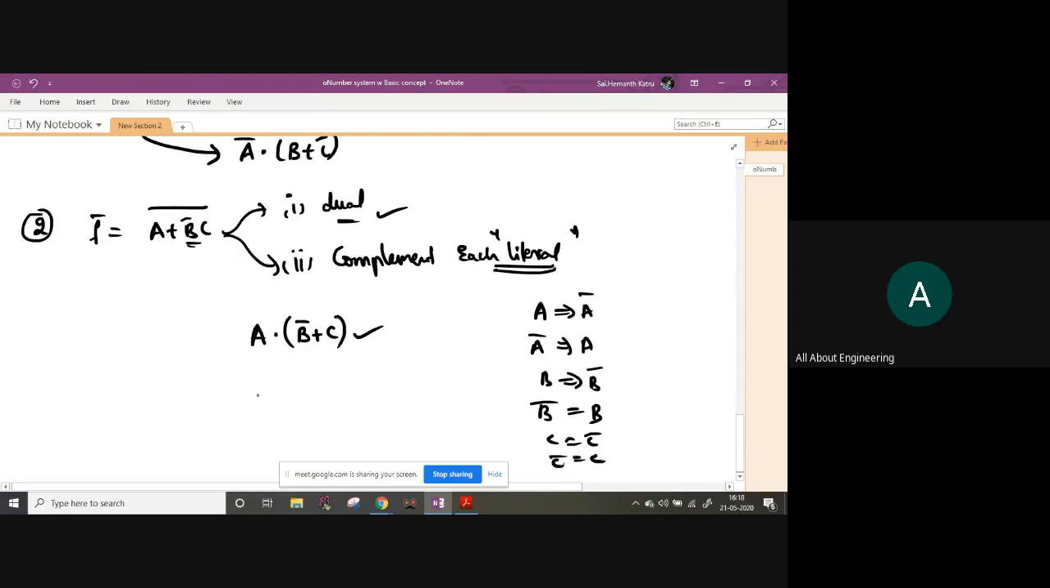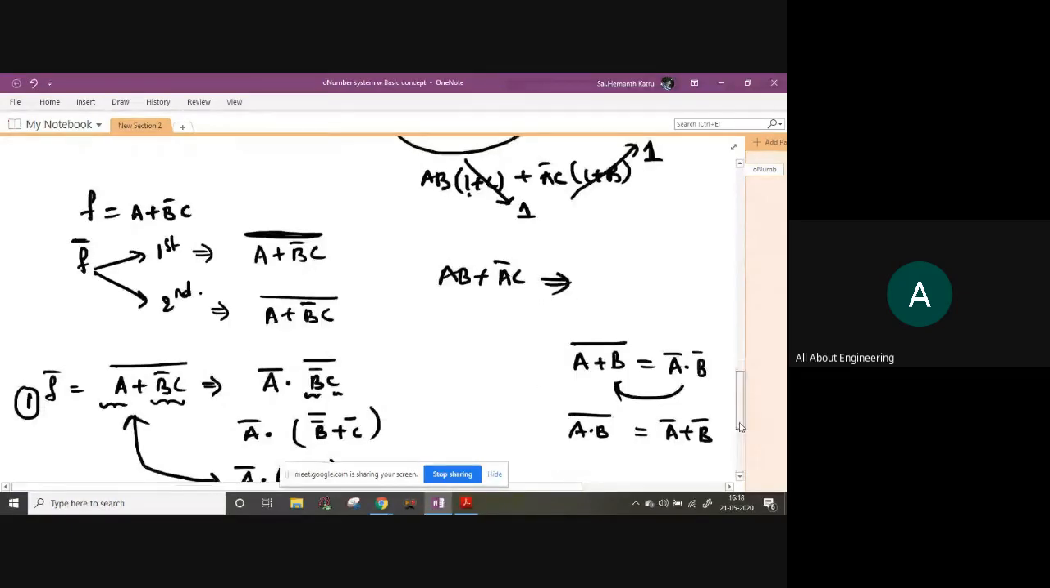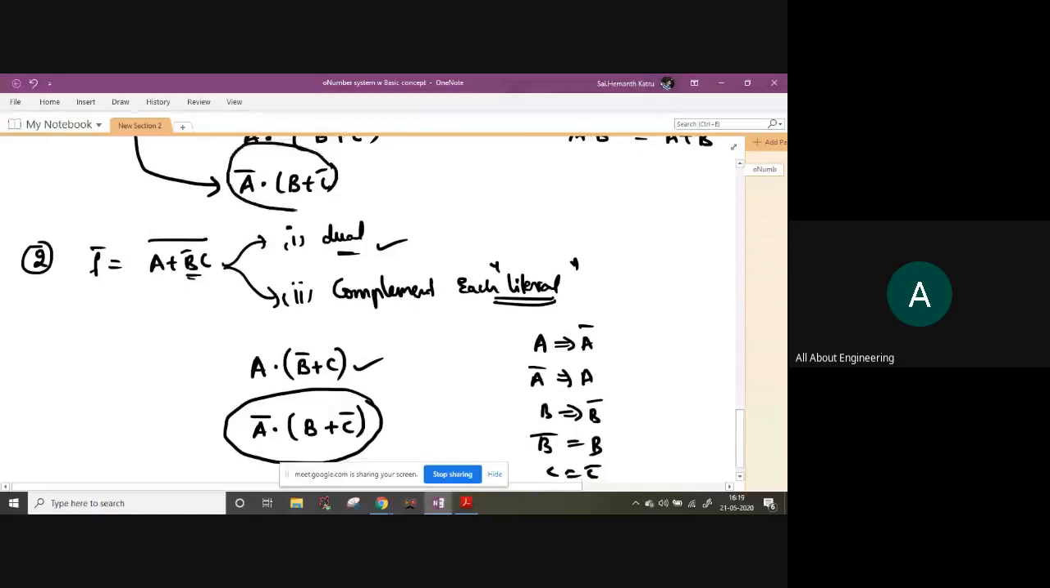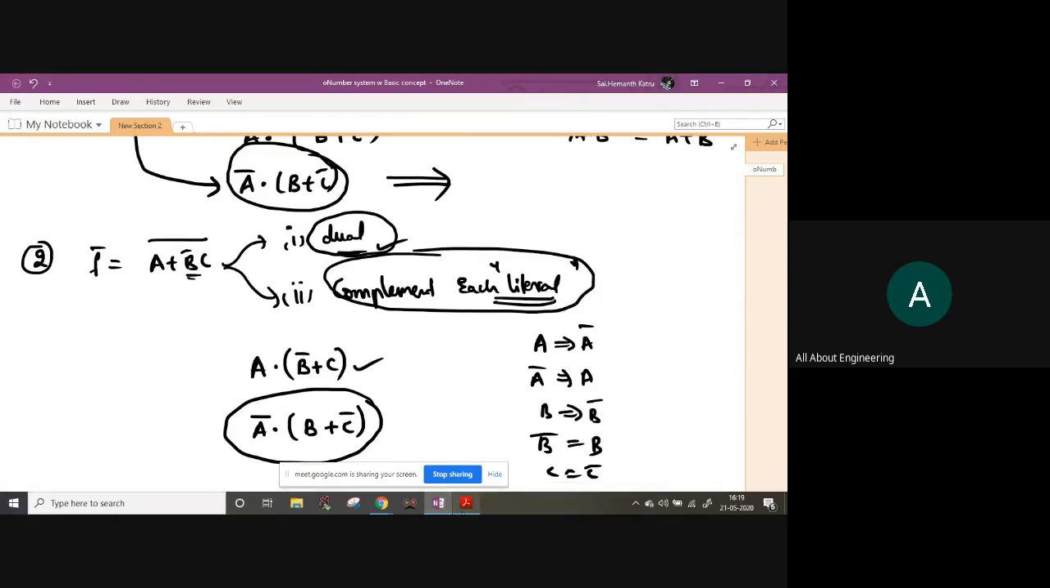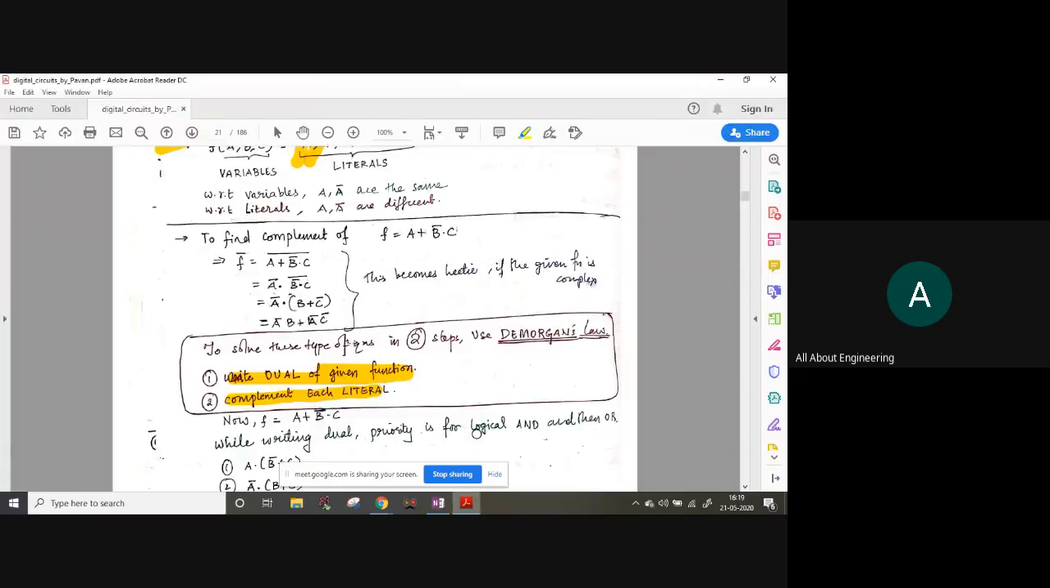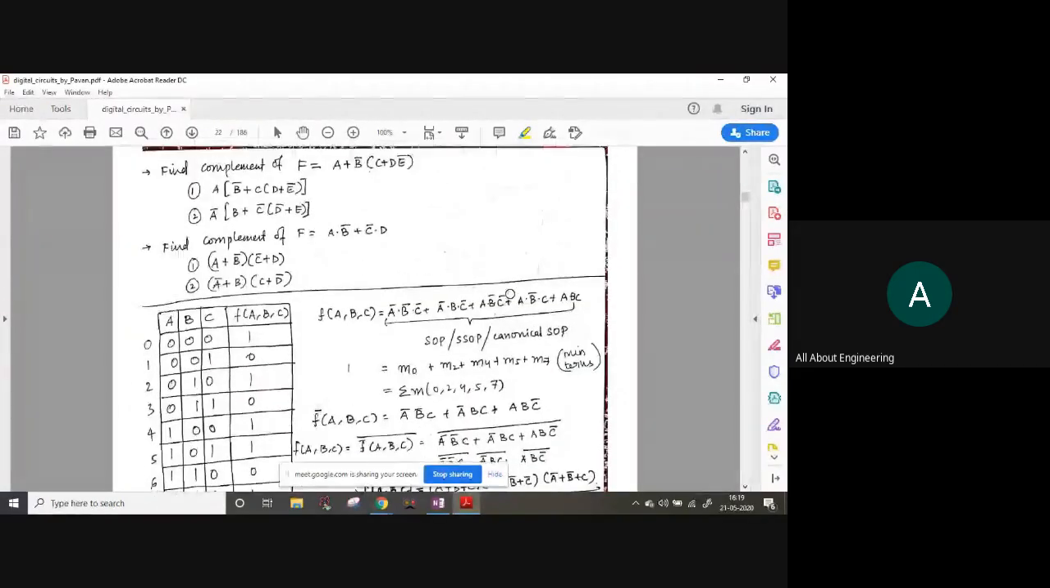Now it's your turn to write. Write A bar instead of A, B instead of B bar, C bar instead of C. Again you will get the same result like you have done here. You can check here. So these are the two different methods to find the complement. One is directly by going with the formula. The other is, first you find the dual of the function, and then you complement each and every literal present in that dual, so that you will end up finding the complement. So those are the two methods so that you can find the complement of anything.